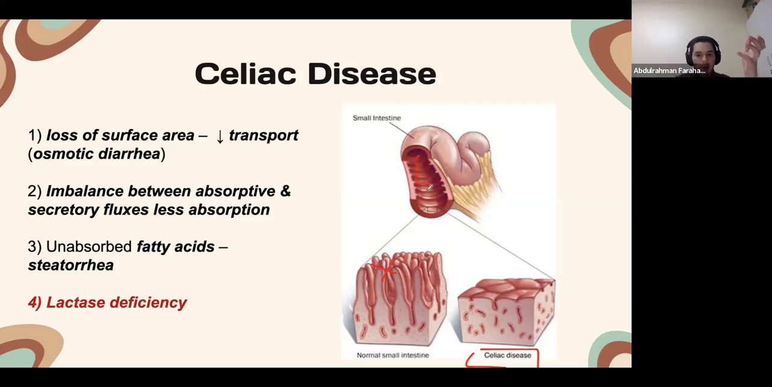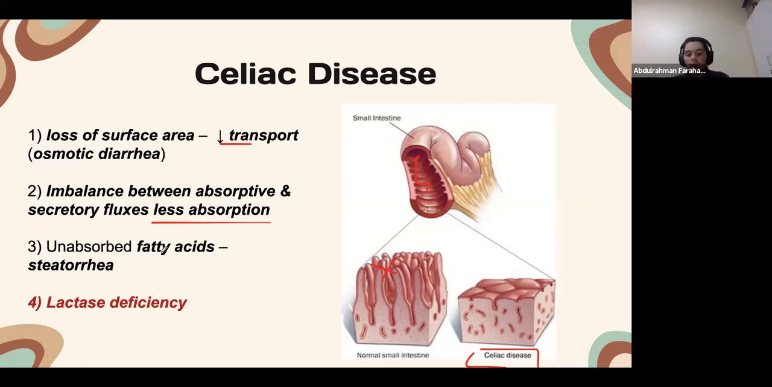small intestine. And what's the number one rule you should never forget? When you have a lot of solutes in a certain area, water would always follow. Now you have no transport, you have less surface area, everything is remaining in the small intestine. Now, osmotic diarrhea. All of a sudden, all the water would come and it would cause osmotic diarrhea. Always remember that. Now, also, you'd have an imbalance between absorptive and secretory fluxes, less absorption, of course. So you'd no longer absorb, you'd start secreting more because of the lack of microvilli.